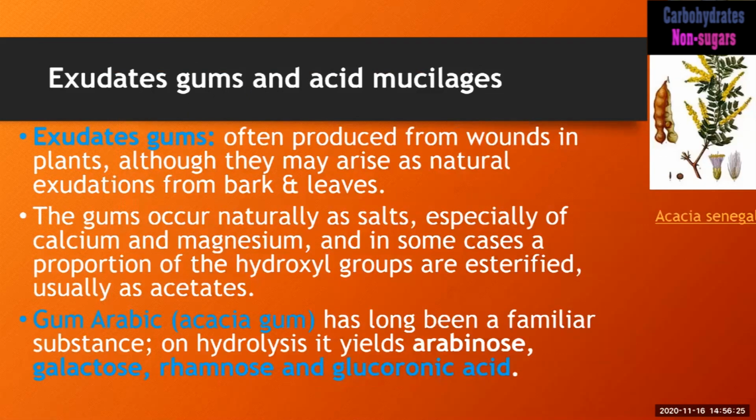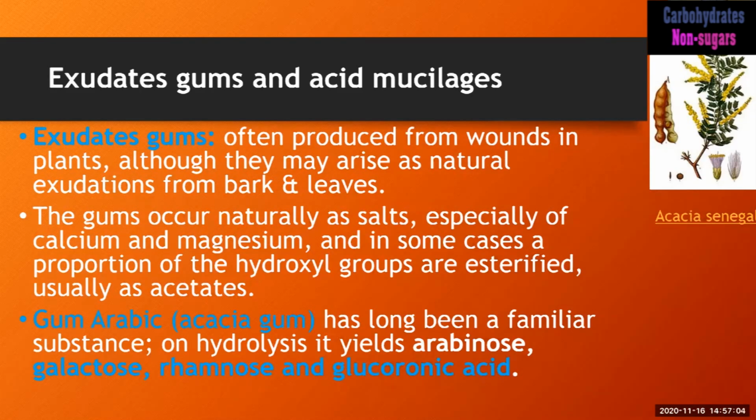Under the heteroglycans, there are exudate gums and acid mucilages. They are very important compounds because they are used in manufacturing of medicines, and they also provide some protective action to the plant against wounds. They are produced from wounds in the plant, although they may arise as natural exudation from bark and leaf. The gum occurs as a salt, especially of calcium and magnesium, and in some cases a proportion of the hydroxyl groups are esterified, usually as acetates.